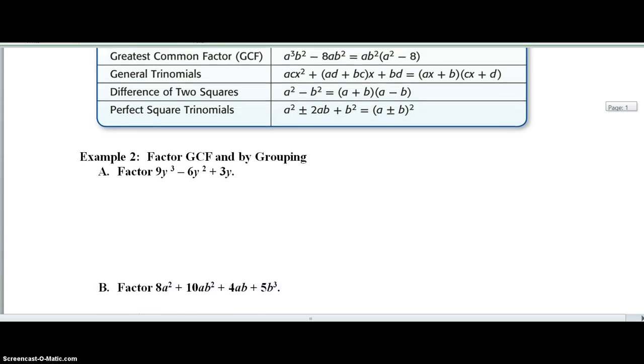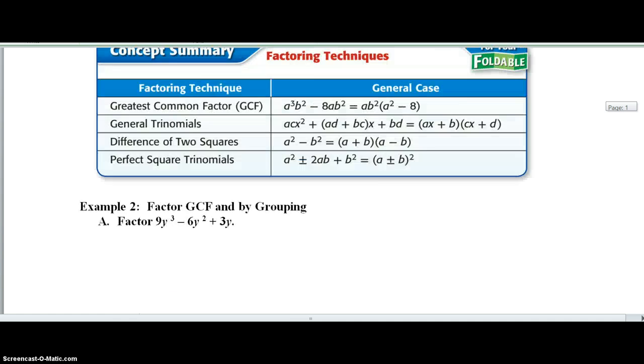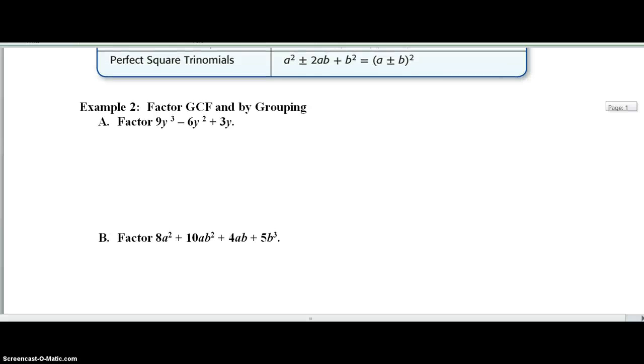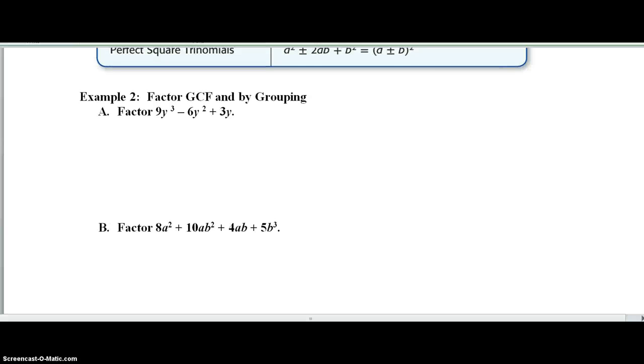Let's bump down to our first example, which says example 2, not sure why. We're going to factor by the greatest common factor. So I want you to look at these terms here. What's the greatest common factor? Well, let's see, 9 and 6 and 3. I can factor at least the 3. I can also factor a y. So what I'm doing is dividing by 3y, and everything that's left over is in my parentheses.